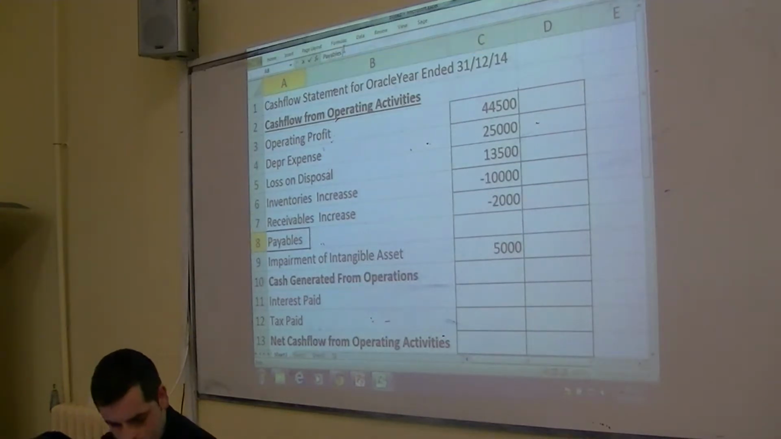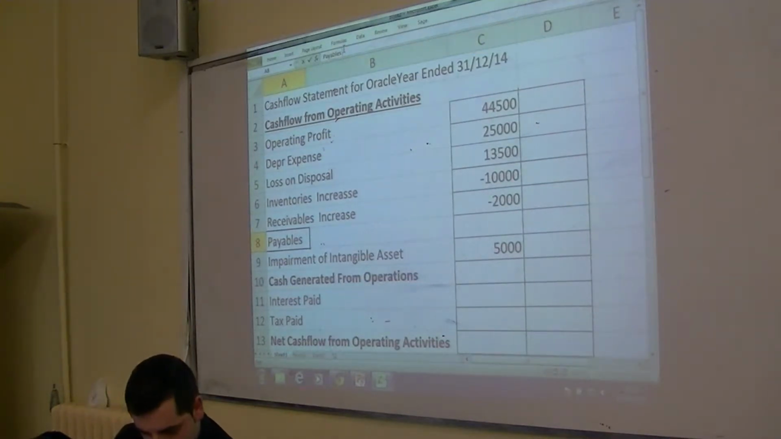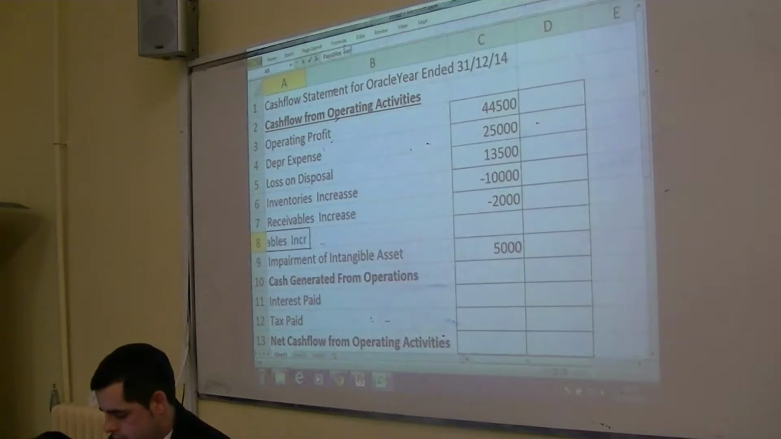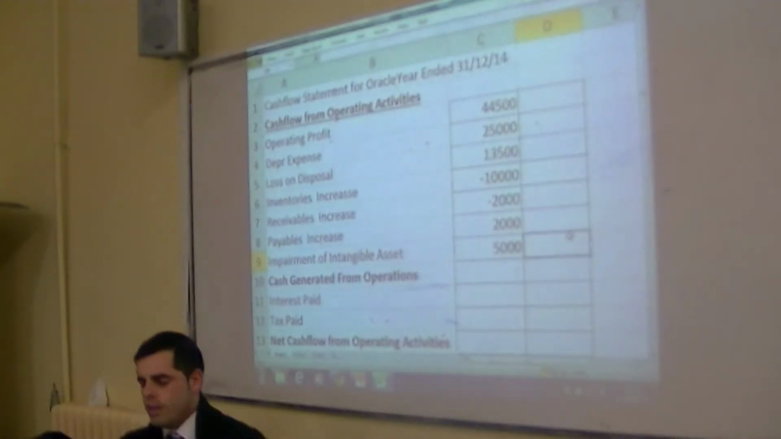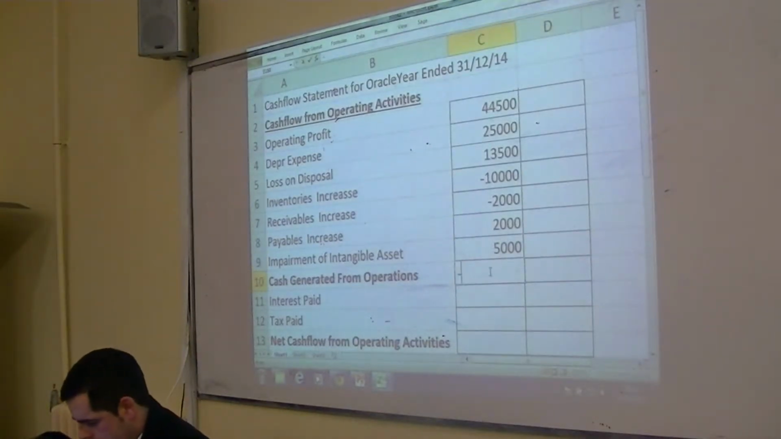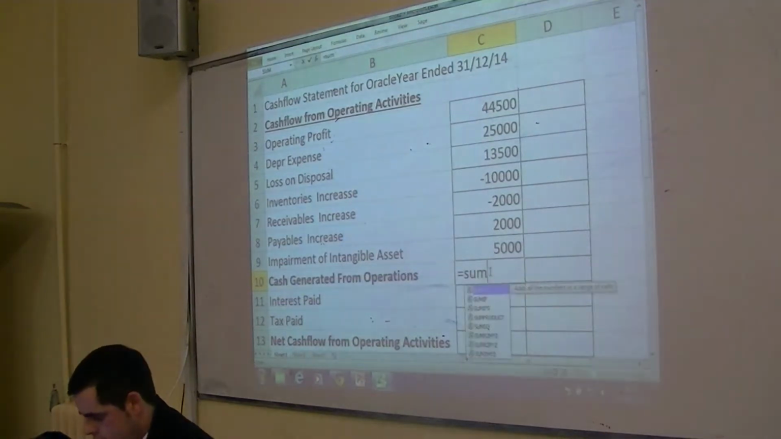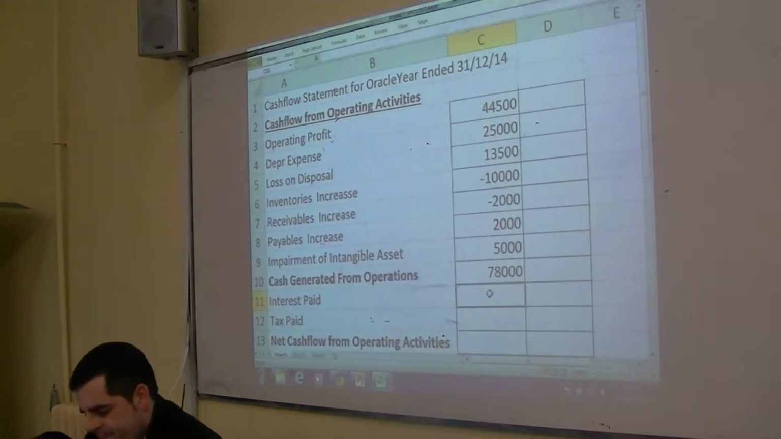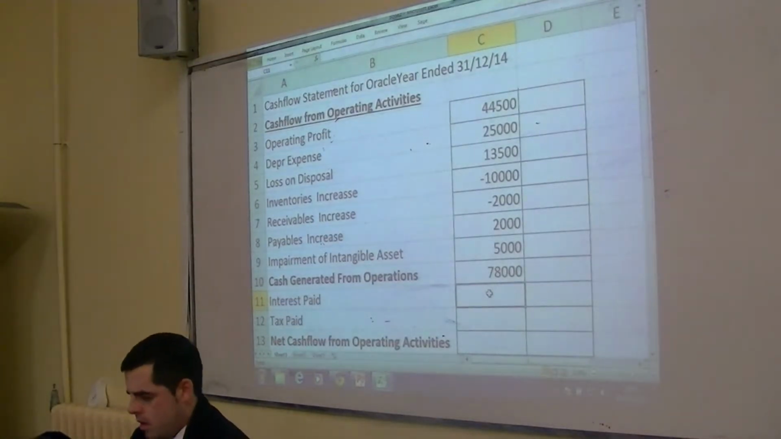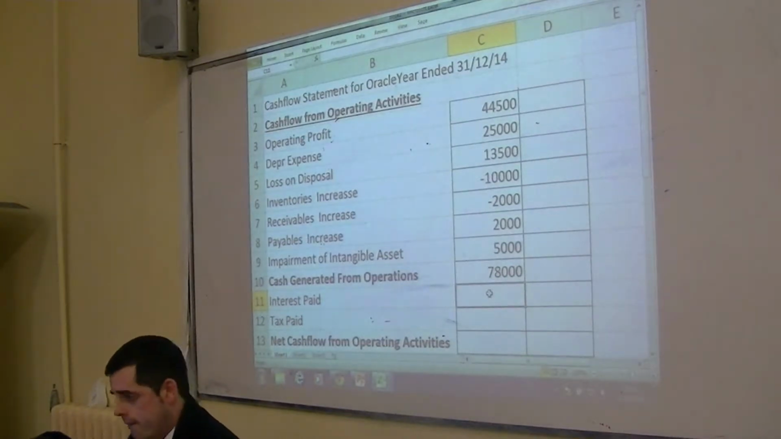And payables. Yeah, so that's gone, oh sorry, that's in note 3. It's gone up by 2,000. Is that good or bad? Yeah, so +2. So we get those there. So this one, that. So that should come to 78,000, I think. Is that right?